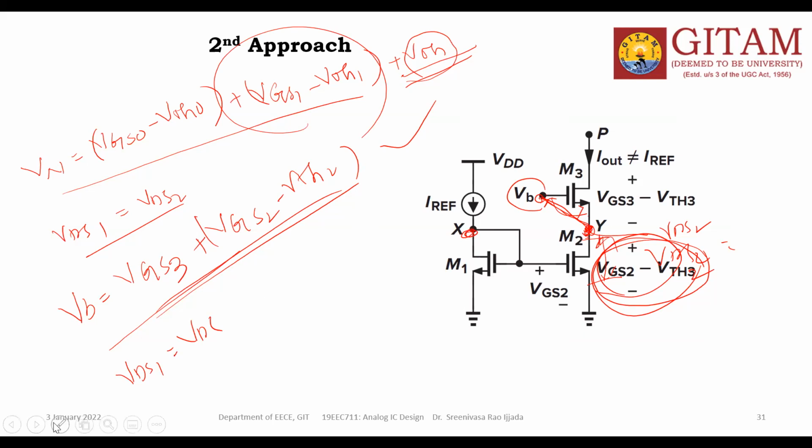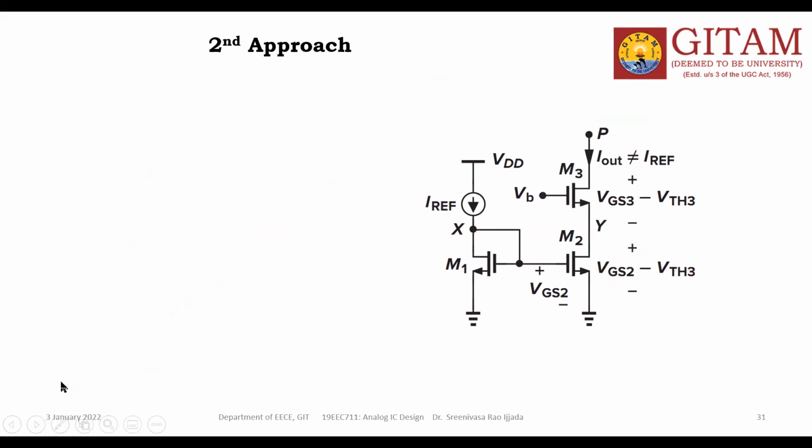Once again I will explain. X and Y should be equal. Whatever the node voltage at X and whatever the node voltage at Y, both should be equal, so that whatever current is in this branch, the same current flows this way. Clear?